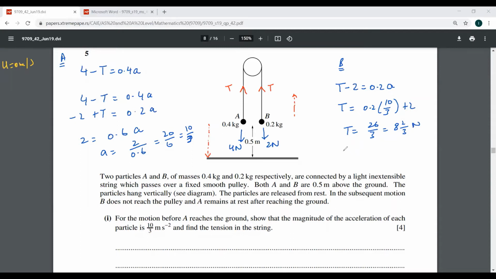Okay, there is some silly mistake here. This is going to be 8 over 3 here, okay? So this is 2 whole 2 over 3. Okay, so now we move on to the second part here.